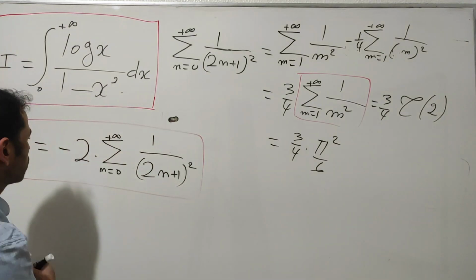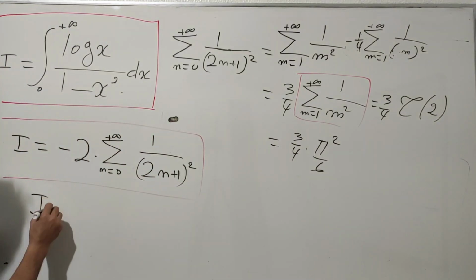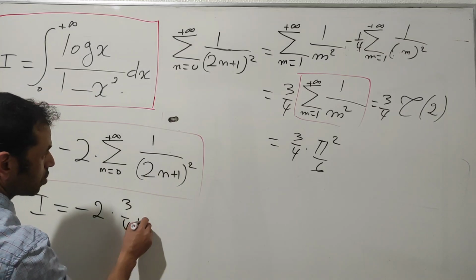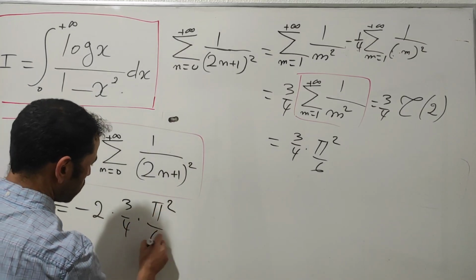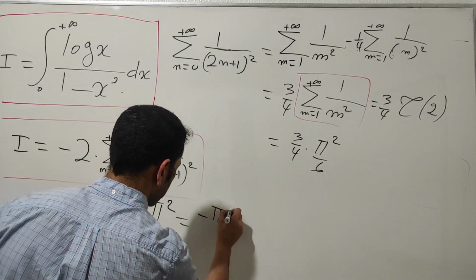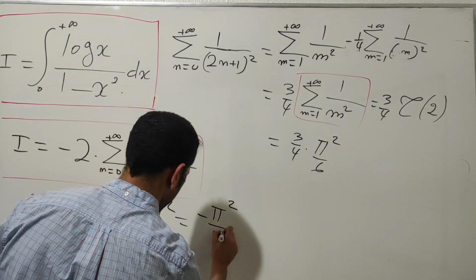So the integral equals minus 2 multiplied by 3 over 4 multiplied by pi squared over 6, which gives us minus pi squared over 4.